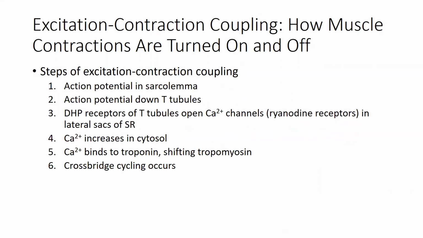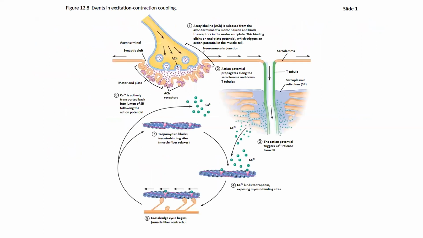Okay, so we're going to get into the steps of excitation-contraction coupling. They're listed here. We're going to go through them one by one and see what's really happening. So the first step is the event at the neuromuscular junction. So this is your motor neuron. This is your axon terminal. These are the vesicles that contain acetylcholine.